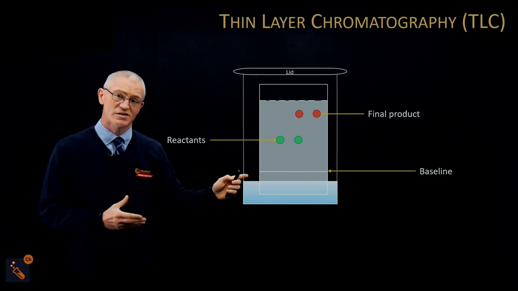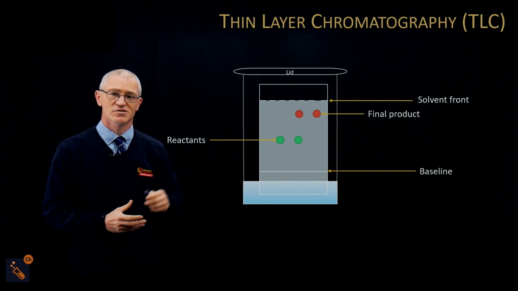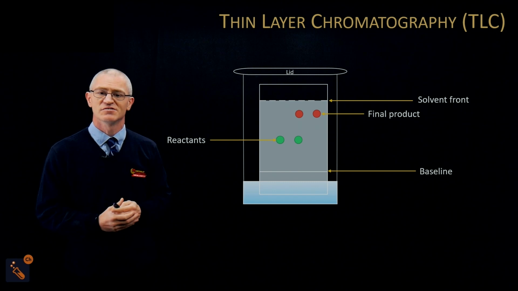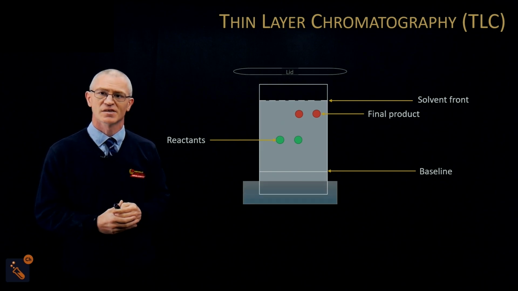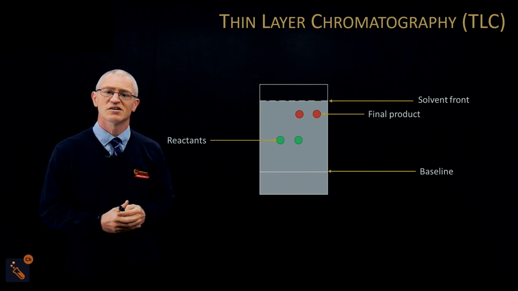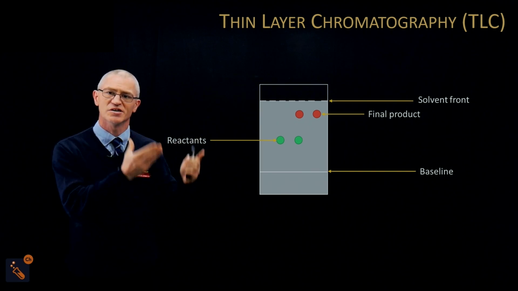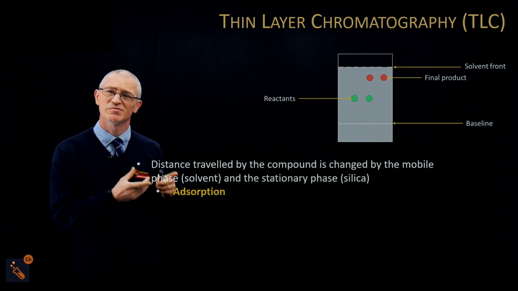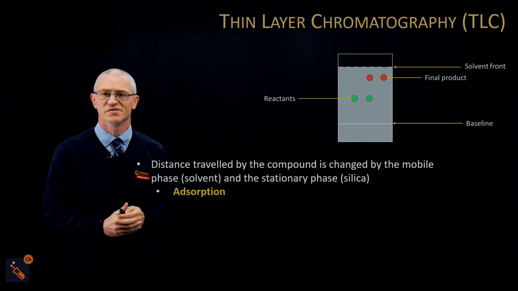Here we've now marked the baseline and the solvent front, and we will use the distance between these two in our calculations of RF shortly. So let's get rid of the beaker, and as we do, let's start talking about why this separates. The distance travelled by the compound is affected by the mobile phase and the stationary phase.